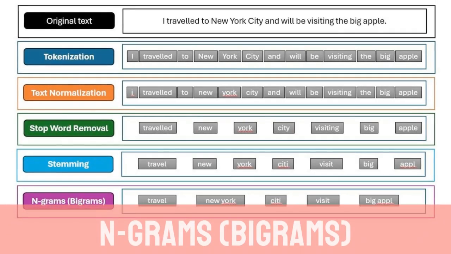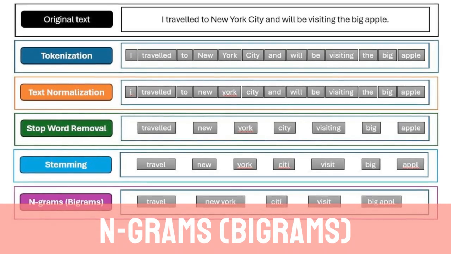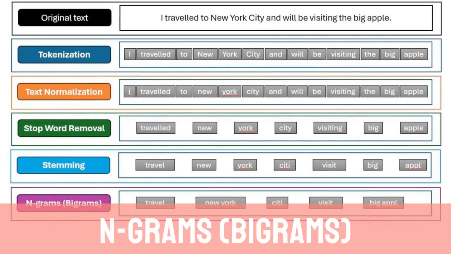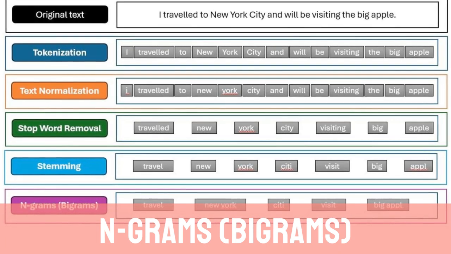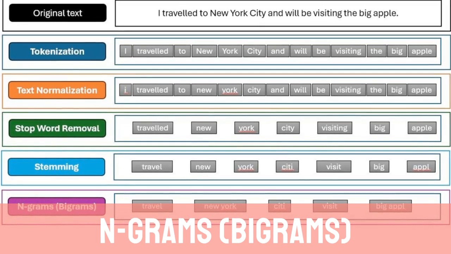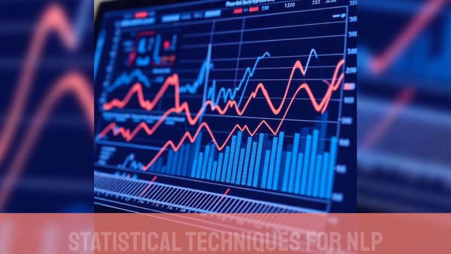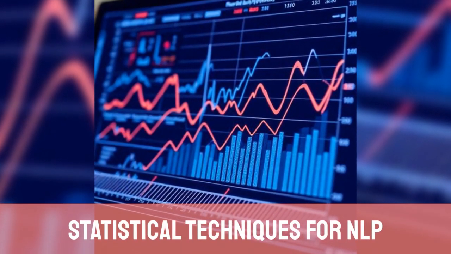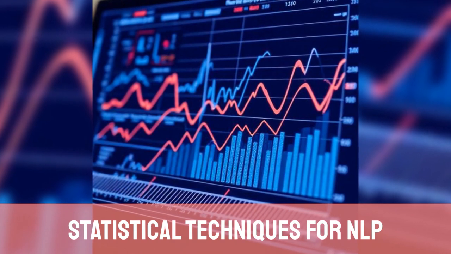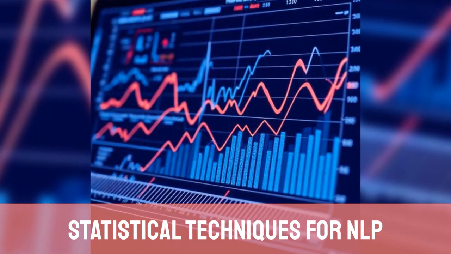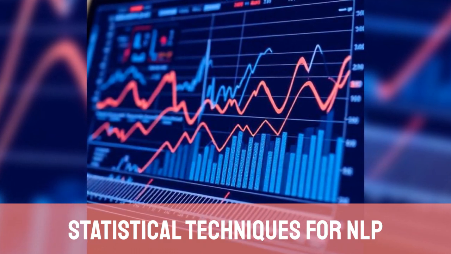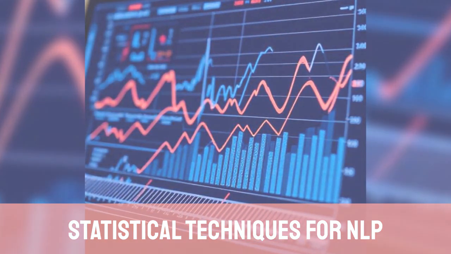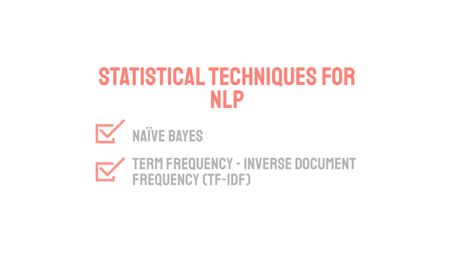N-grams, bigrams. While stemming split New York City into individual separate words, a bigram model would capture New York as a single phrase, preserving its meaning as a location. Now that we've seen how tokenization breaks down text into individual words, let's look at how we can use statistical techniques to make sense of those words and the relationships between them. These methods move us beyond simple word counting to understand the structure and meaning of language.